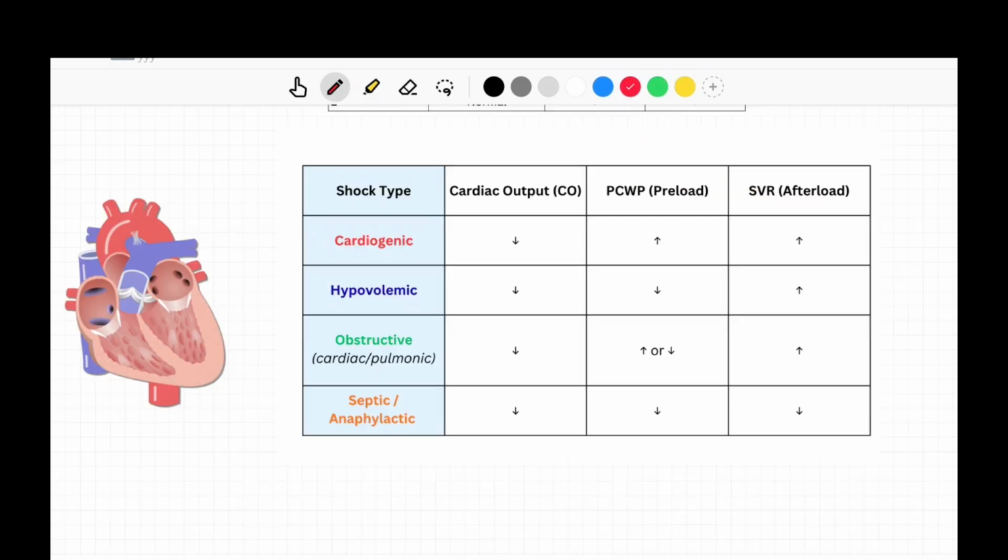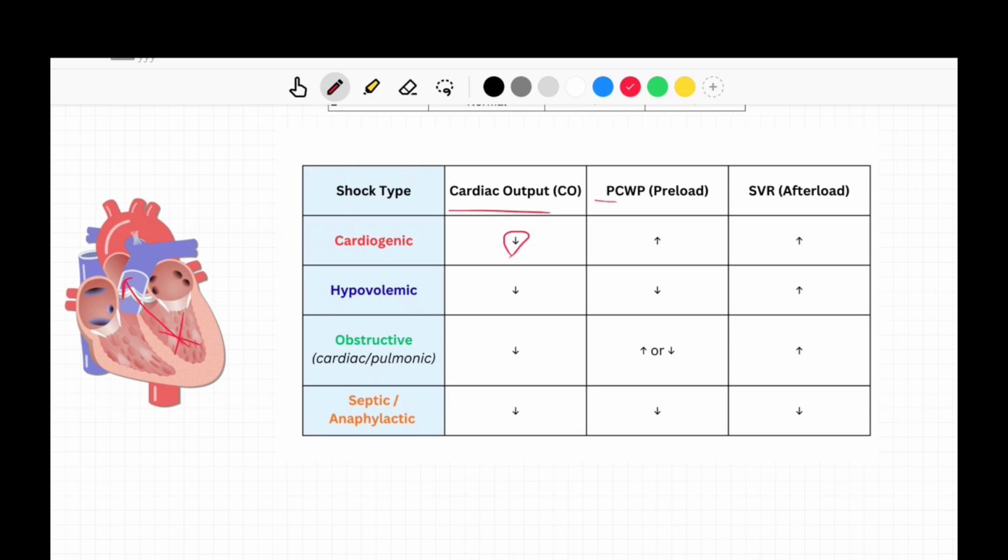Okay guys, this table here will make it easy for us to understand everything we need for cardiogenic shock and how to differentiate it from different types of shock. The first thing is cardiac output. Okay, in cardiogenic shock we have a left ventricular failure, so we cannot pump enough blood into systemic circulation, so we will have a decreased cardiac output.